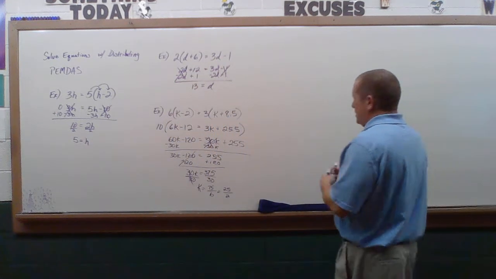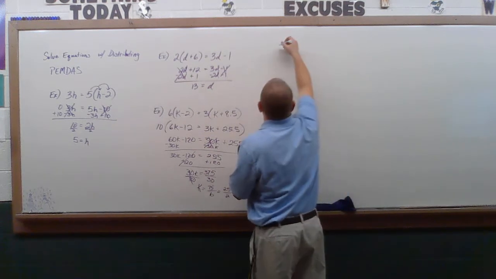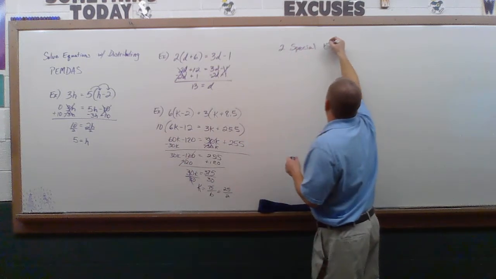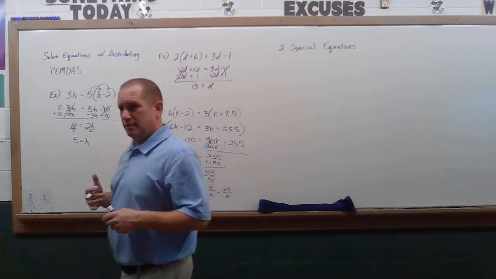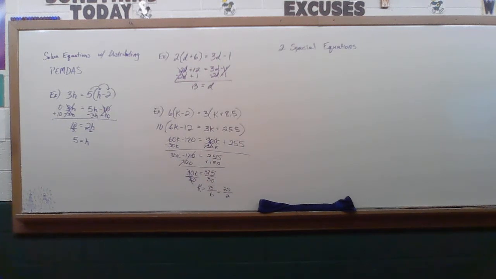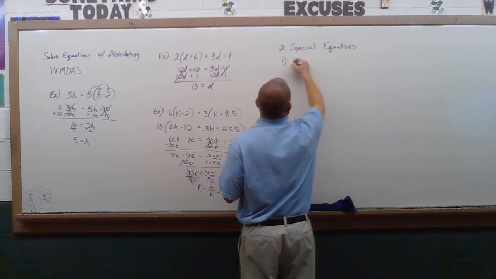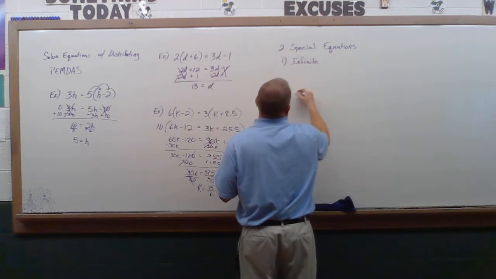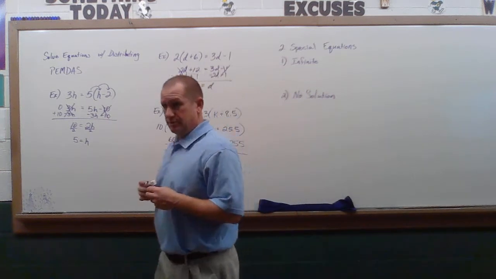Let's go with this. From here, then, we have 2 special cases. Anytime that you hear 2 special equations, you should automatically think of, I'm going to have either a lot of answers or I'm going to have no answers. Okay? So, in my 2 special equations, we could have an infinite number of answers, or we could have no solution, which means there is not an answer to the problem. Okay?